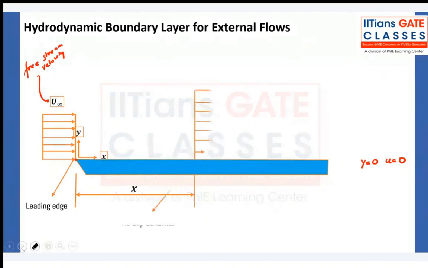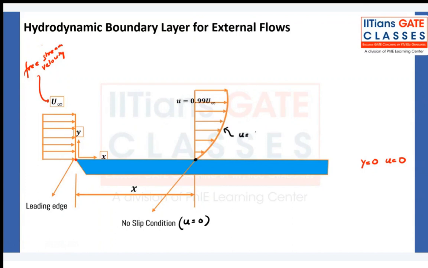Now, because of this no slip condition, here u is equal to 0. Because of the no slip condition, at this point u is equal to 0. Now, as you are going up, your velocity is increasing, and this will be your velocity distribution. So here u is changing in y direction.